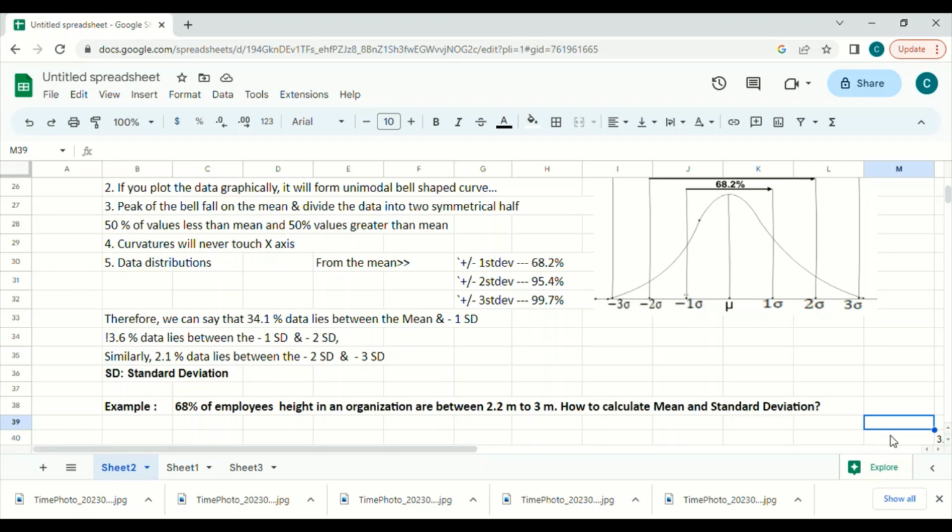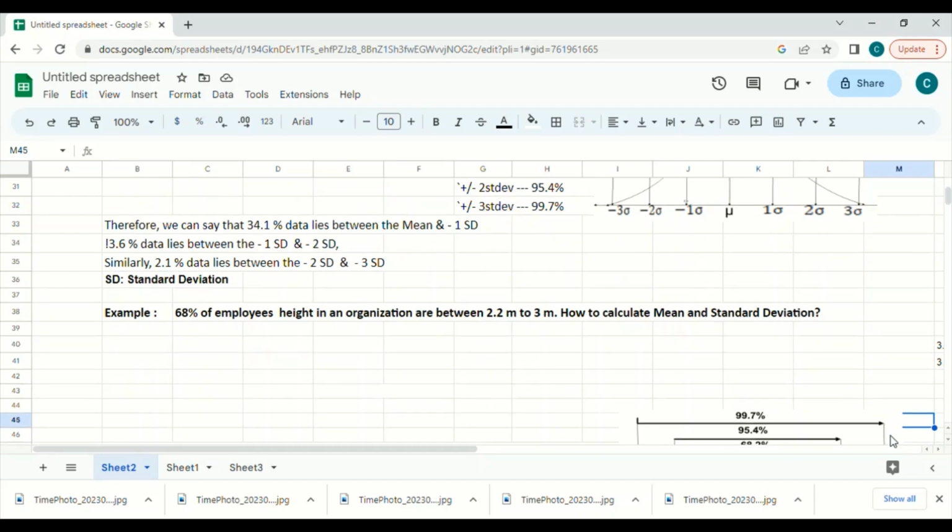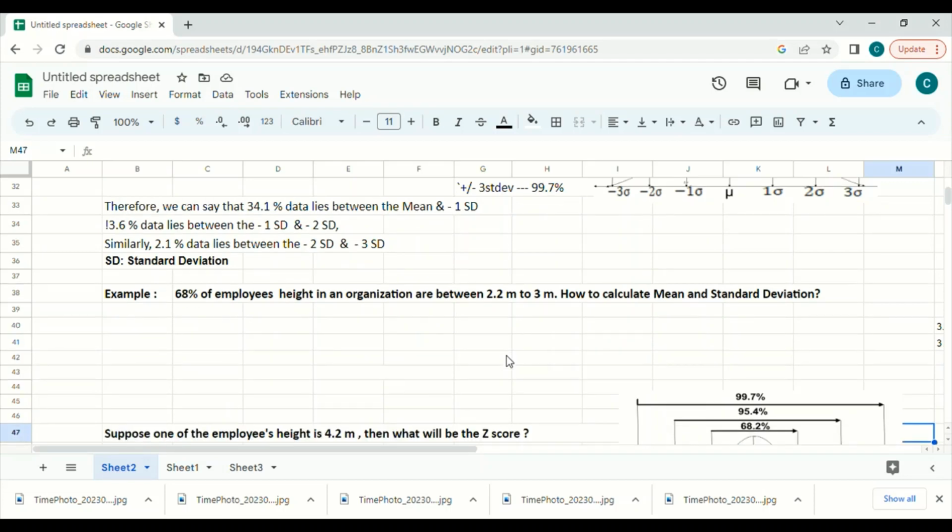Now let's see the example and see how to calculate mean and standard deviation. The example says that 68% of employees' height in an organization is between 2.2 meter to 3 meter. How to calculate mean and standard deviation? The range of height is given. That means we can calculate the mean.